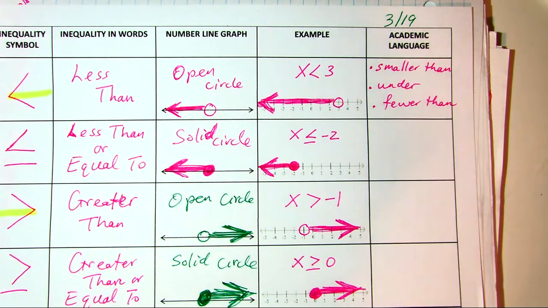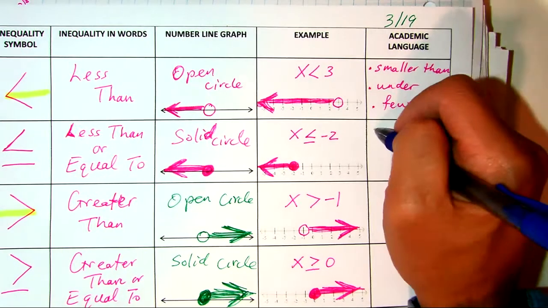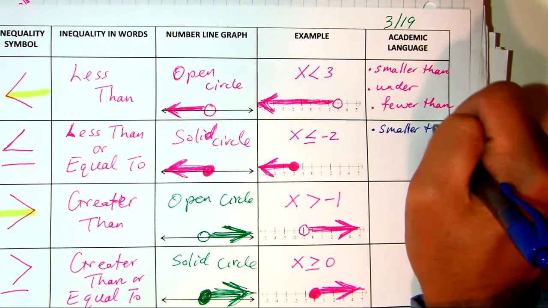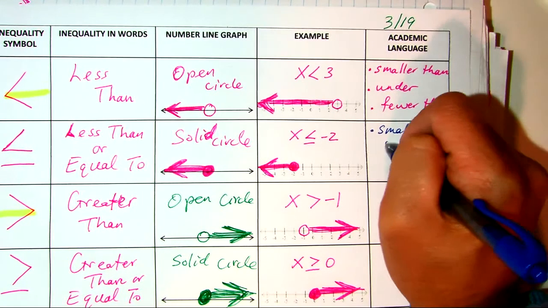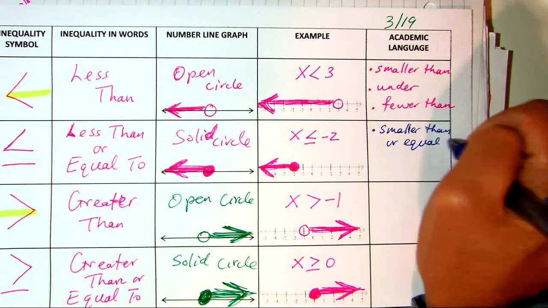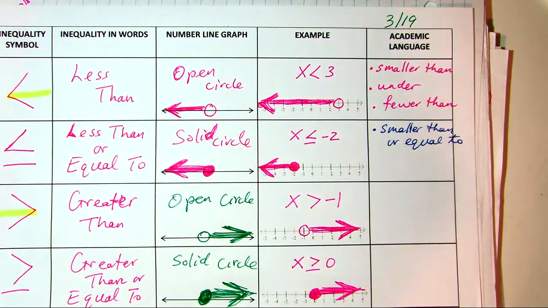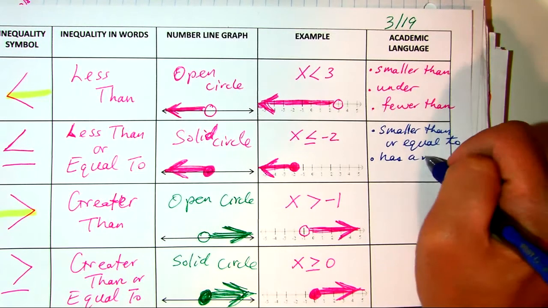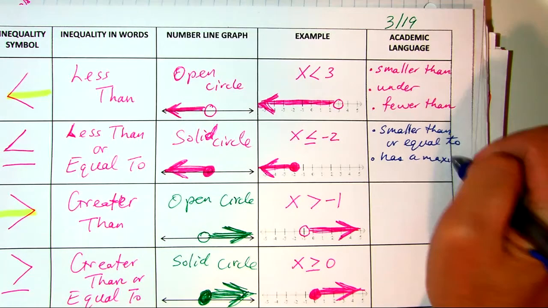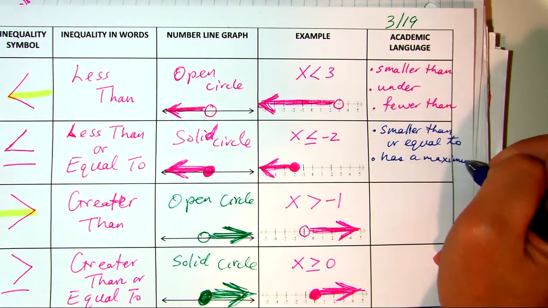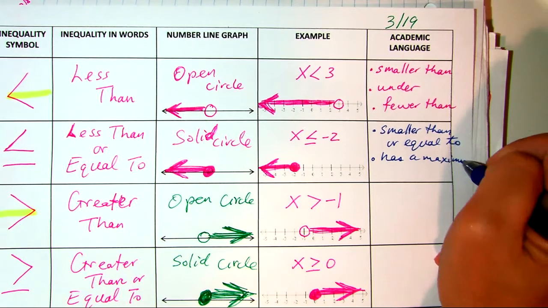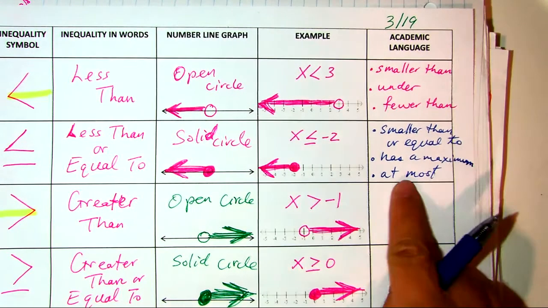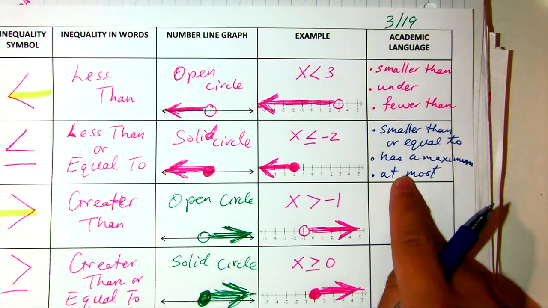Next one, smaller than or equal to. Has a maximum, or at most. At most, this one confuses some students.